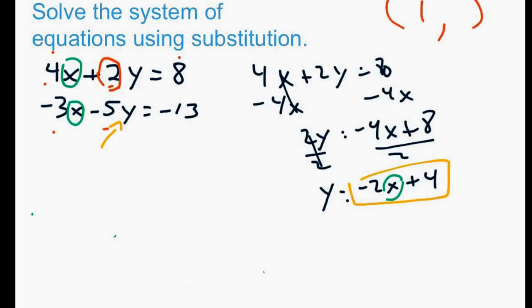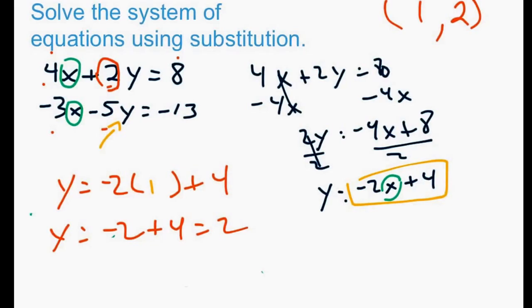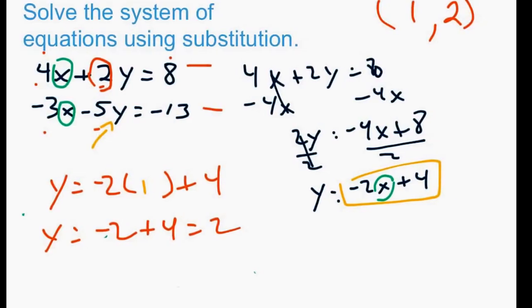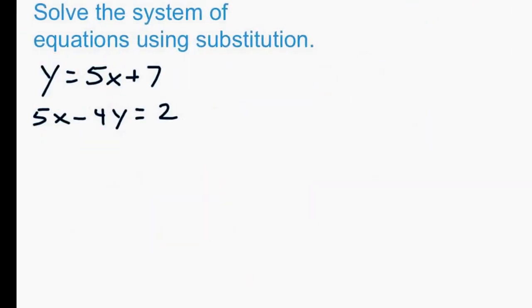Alright, so now we're going to take y equals negative 2 times x, which we just found out is 1, plus 4. And negative 2 times 1 is negative 2. Negative 2 plus 4 is 2. So my y value is 2. So there's my answer, the ordered pair (1, 2). Don't forget, you can check them by plugging the x and y values into both of these equations and seeing if it works. Alright, now you get two problems for you to work on.